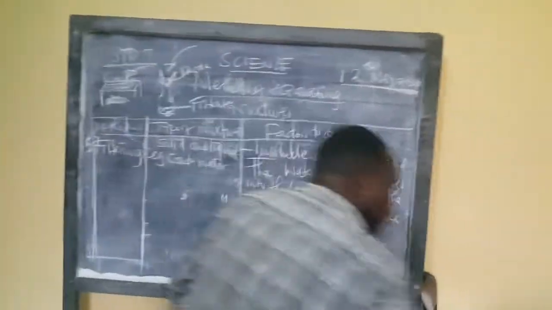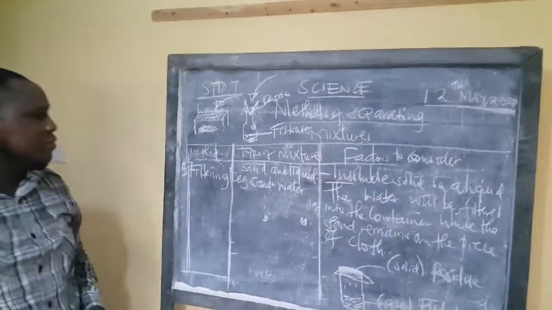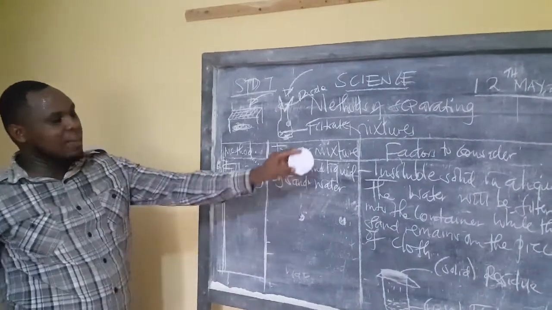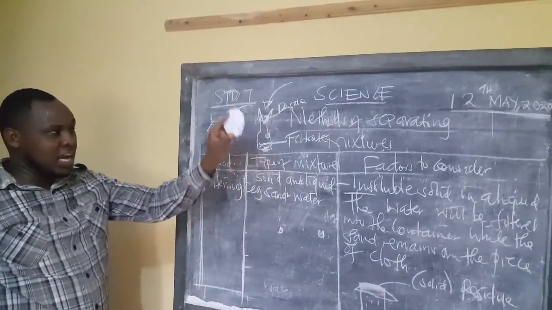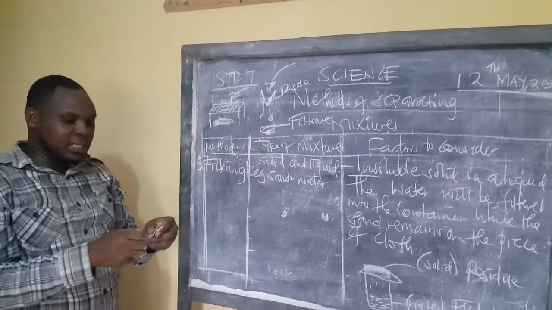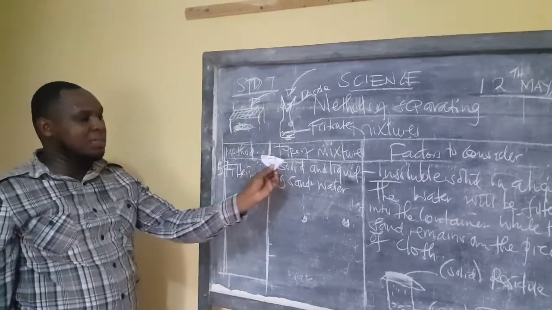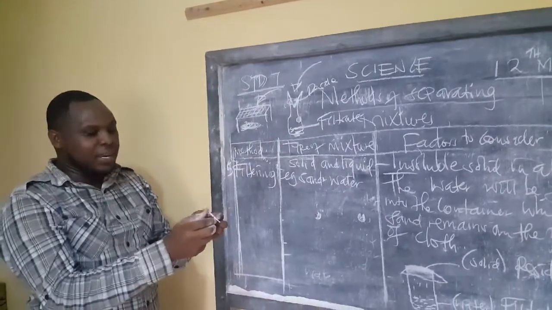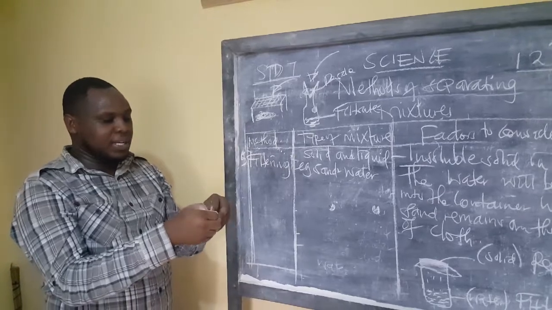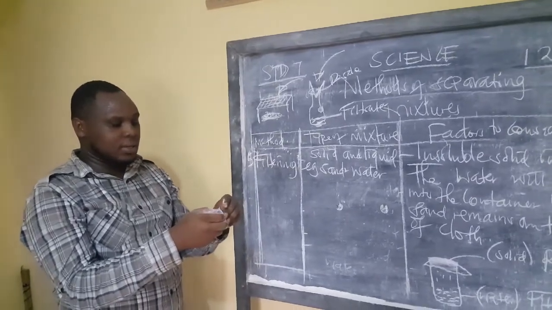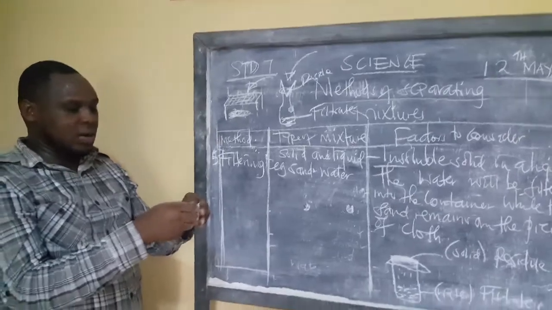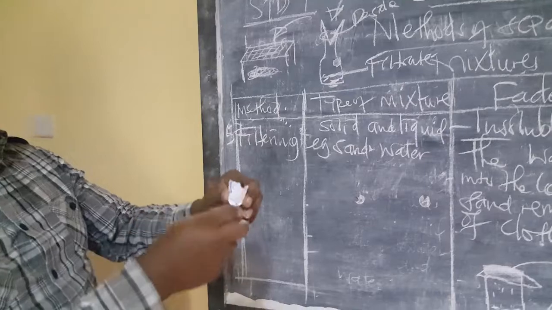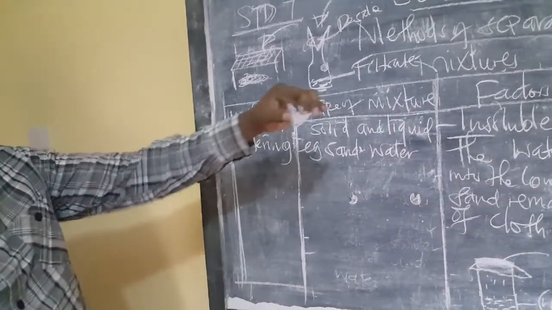So how can you form that filter paper? It's very simple. Have a circular paper like this. Then fold it at the middle like this, to come up with half a disc. Then fold it to become a quarter. Then open it like this. You open it by inserting your finger, just like that. Learner, you have formed a filter paper.